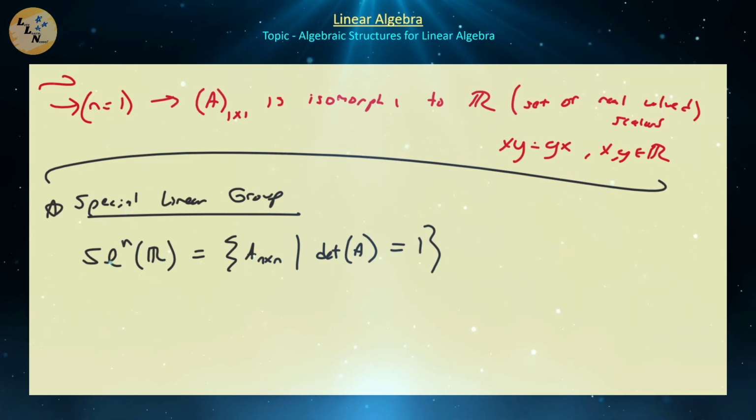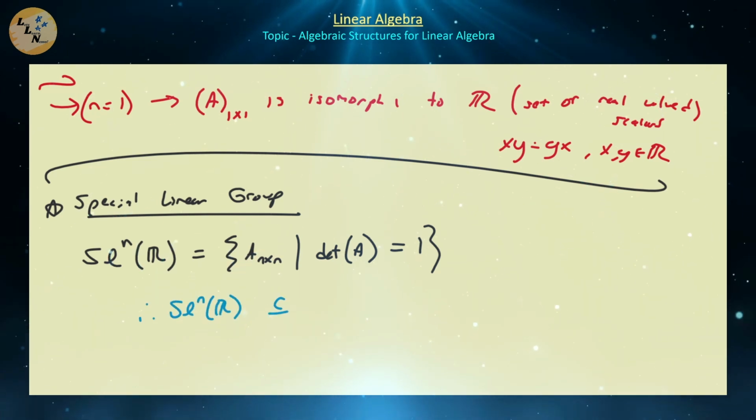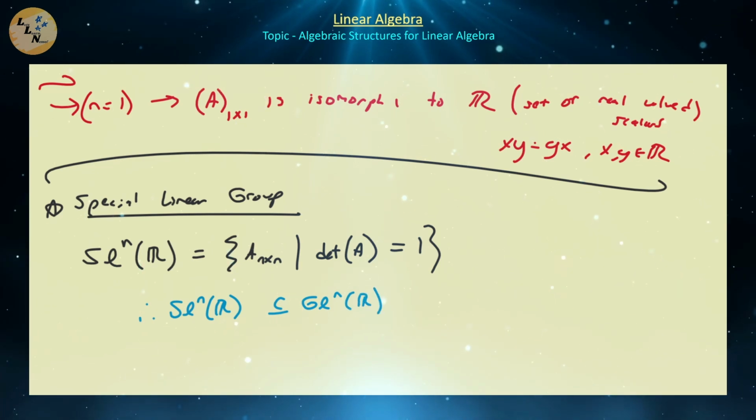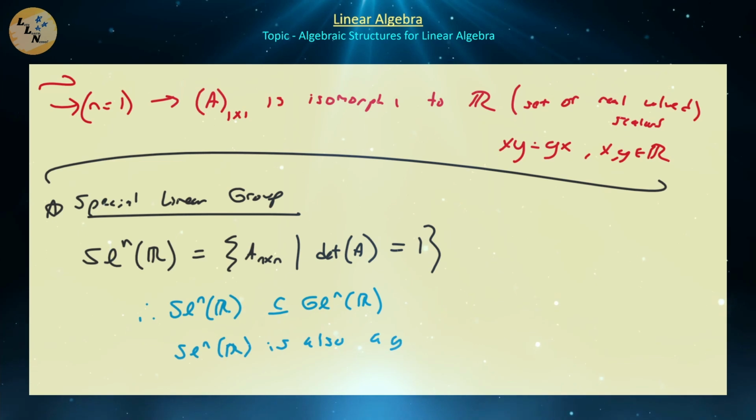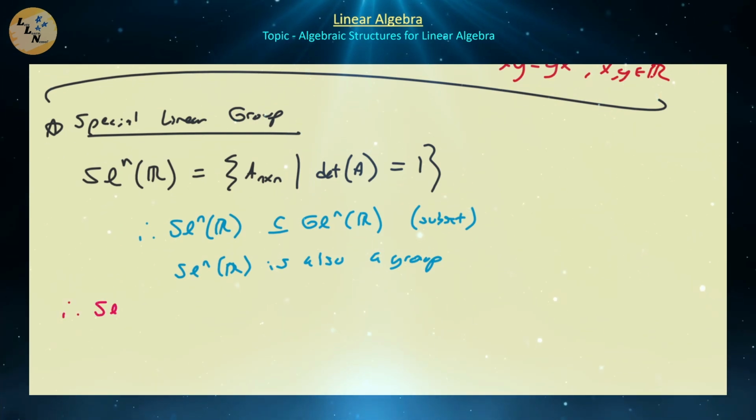So it's a subset of our invertible matrices. Obviously, if the determinant is equal to 1, it's obviously not equal to 0. So we see that SLnR is a subset of GLnR, the general linear group. You should be able to show that SLnR is also a group. So if it is a subset of that set, and it is also a group, then we say that SLnR, the special linear group, is a subgroup of GLnR.